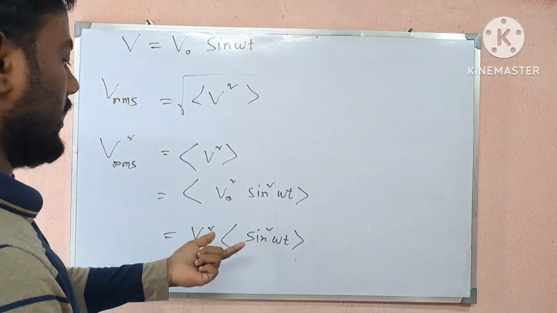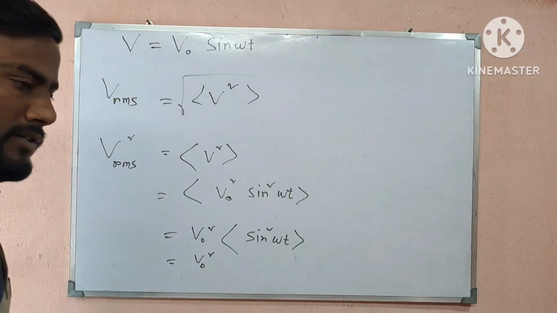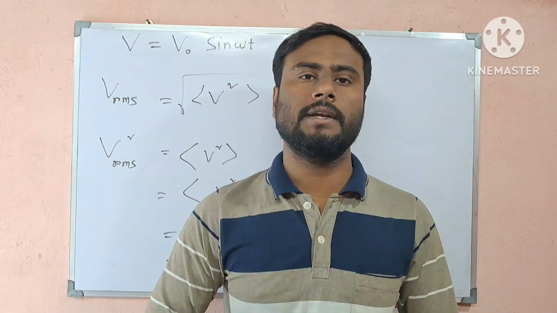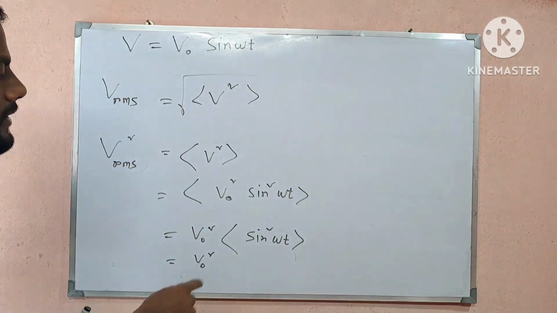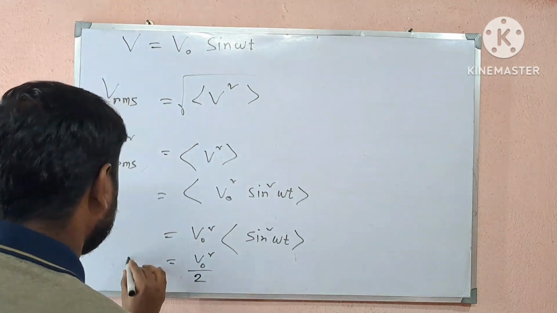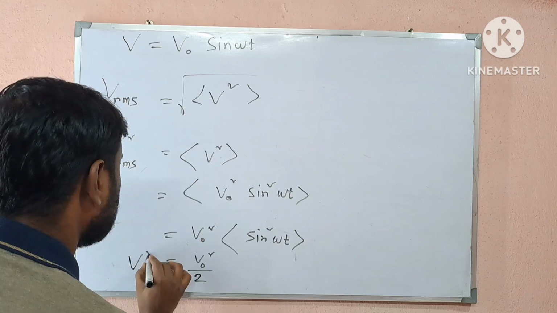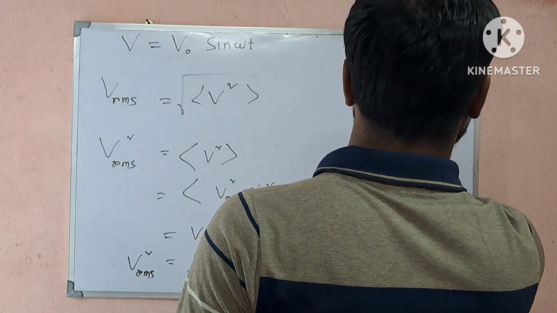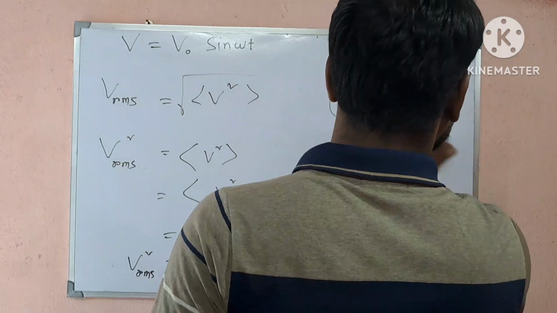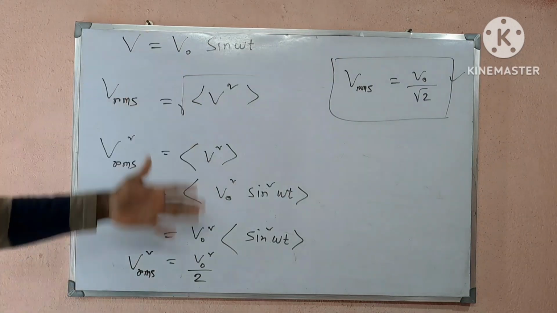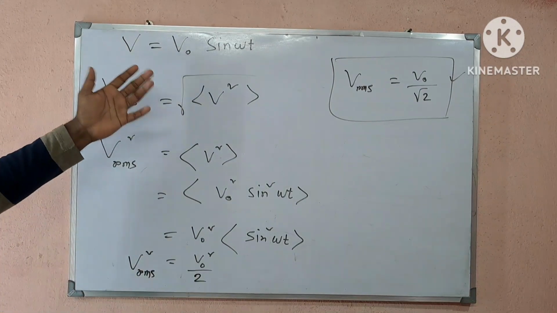We know the average value of sine square or cosine square function in a full cycle is always half, and the average value of sine function or cosine function in a full cycle is always 0. So in a full cycle, the average value of sine square function is half. So now VRMS square is equal to V naught square by 2. So we can write VRMS is equal to V naught by root 2. This is another way to find the RMS value. Actually, for exam purposes, we use this trick several times to find the RMS value very easily.